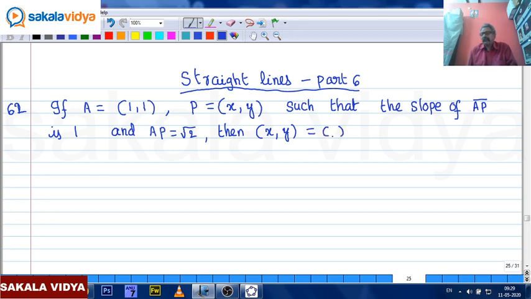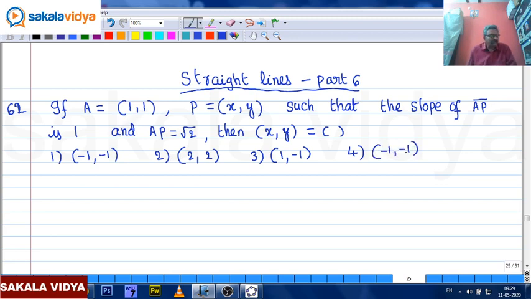x comma y equals to, first option -1 comma -1, second option 2 comma 2, third option 1 comma -1, fourth option is -1 comma -1. This is the question.